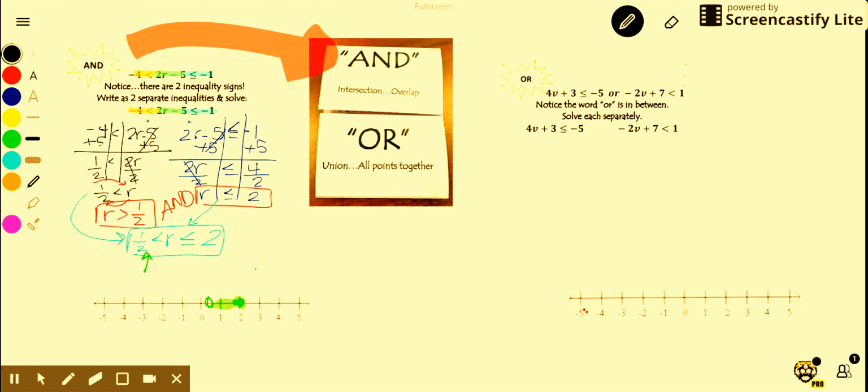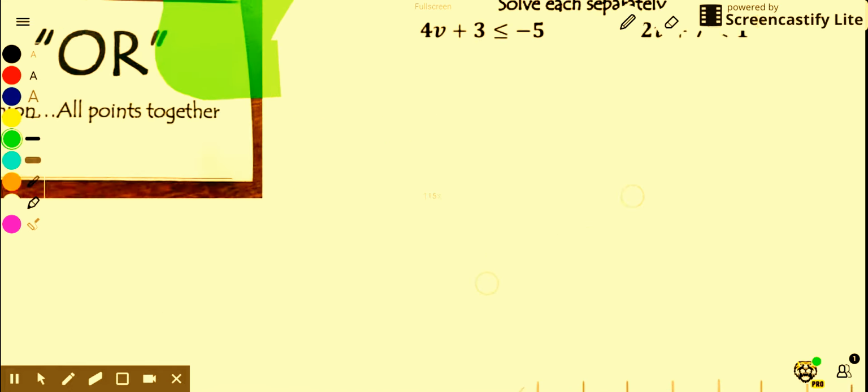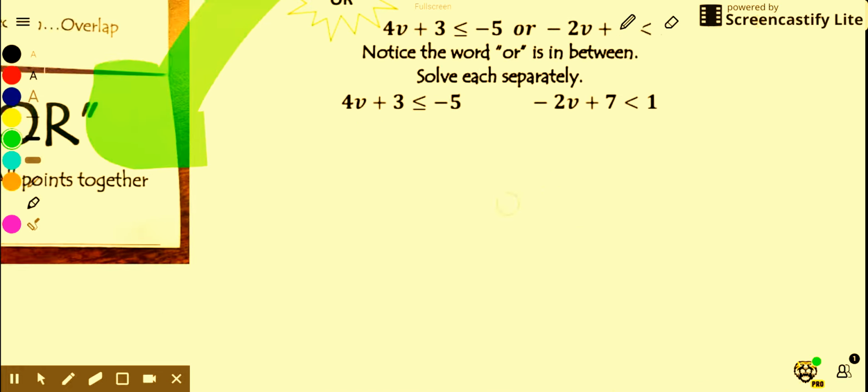Okay, so we just got done doing the and inequality, so now we're going to do the or inequality. So go ahead and open up your foldable on the or section. I'm going to zoom in so you can see this better.